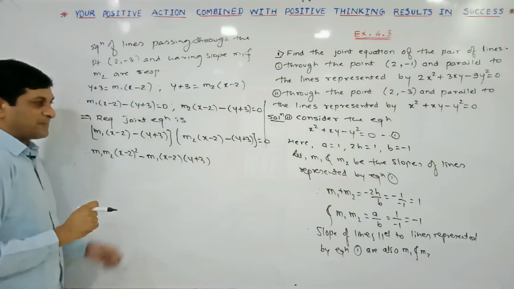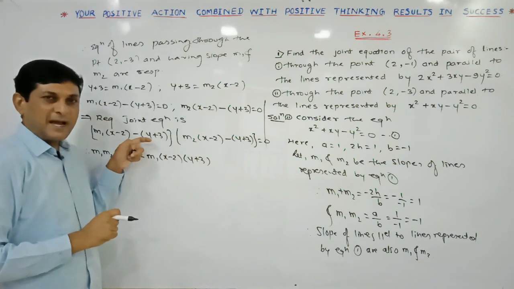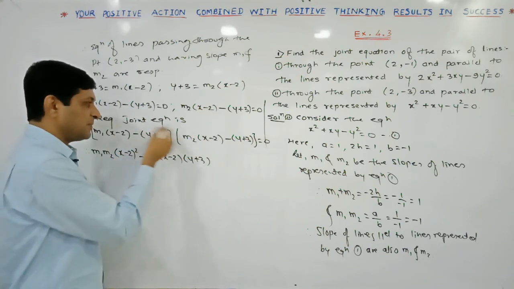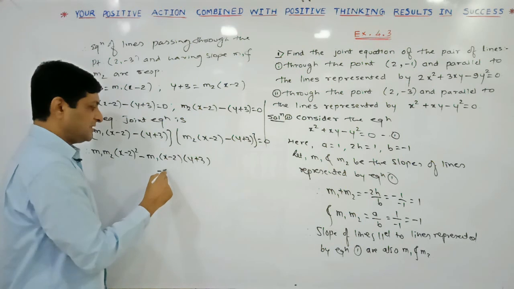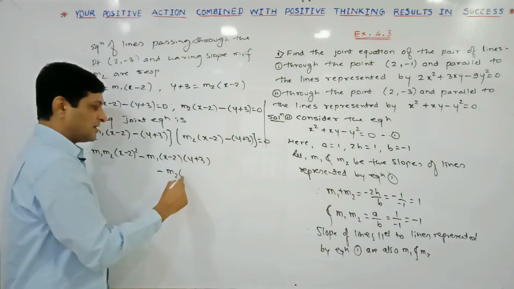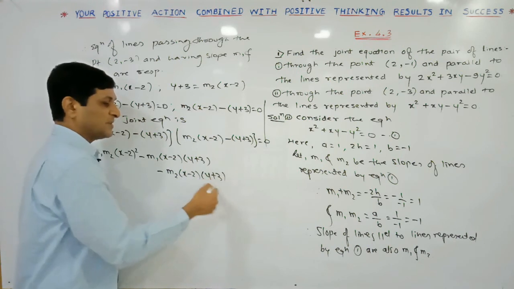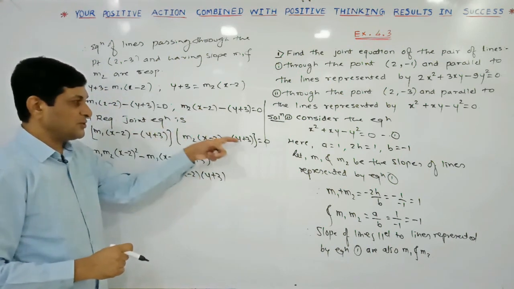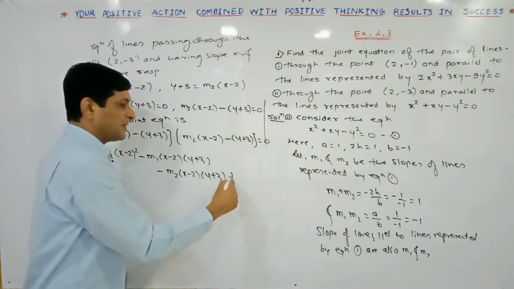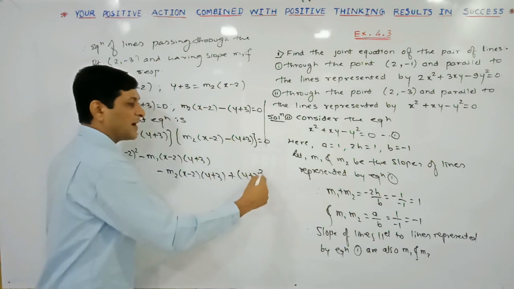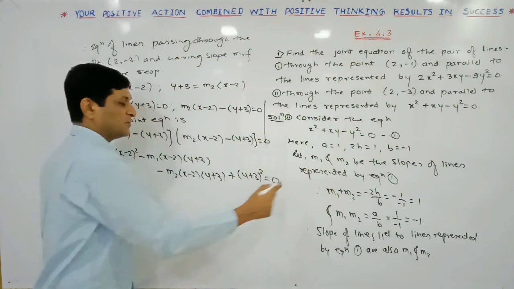Now I am multiplying by this second term, means minus y plus 3 to both the terms in this bracket. Let us see what we will get. Multiply to first term, minus here m2, then write down term of x minus 2, then write down term of y plus 3. Lastly, take the product of these two terms. Minus into minus will become plus, and y plus 3 into y plus 3 will become square of y plus 3 is equal to 0.